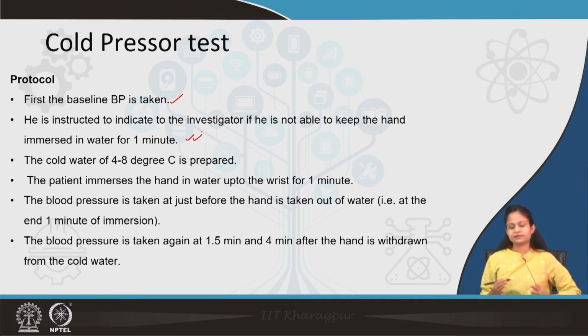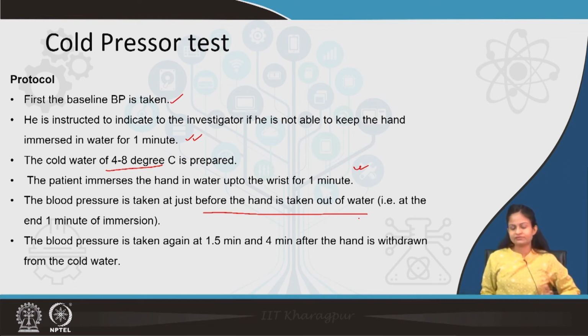Conventionally, the institutes have made their own way, but based on the maximum literature we have got, the temperature should be between 4 to 8 degrees centigrade. The patient immerses the hand for up to 1 minute. If he is not able to do it for 1 minute, then he should say so before withdrawal of his hand. The blood pressure is taken just before the hand is taken out. That is why the investigator should know when the person is taking out his hand, because we need to record the blood pressure just before the person takes out the hand.